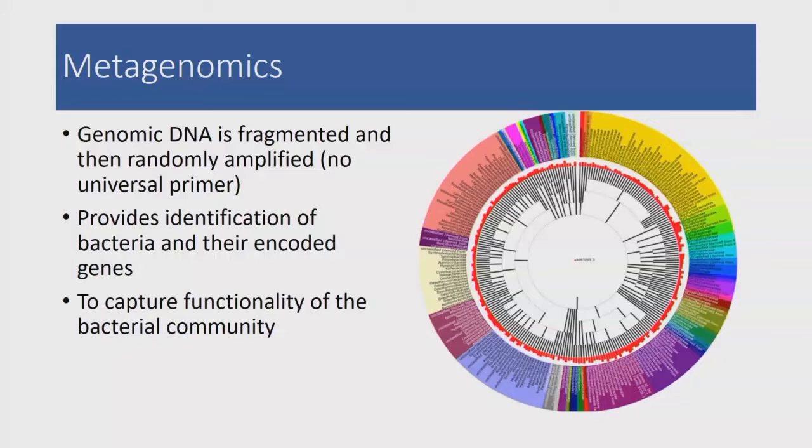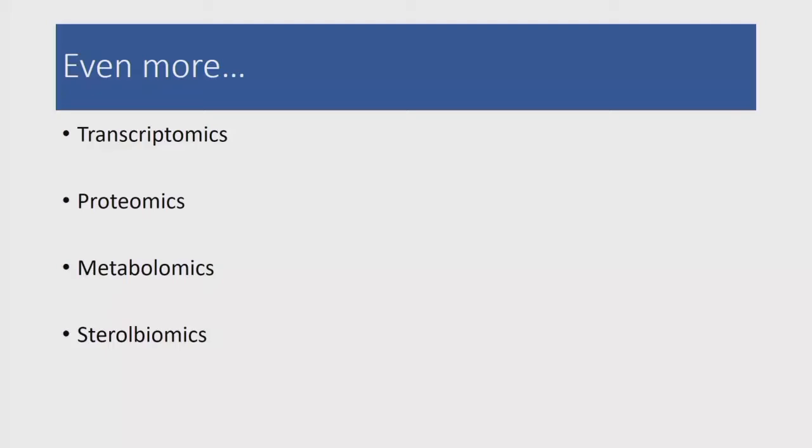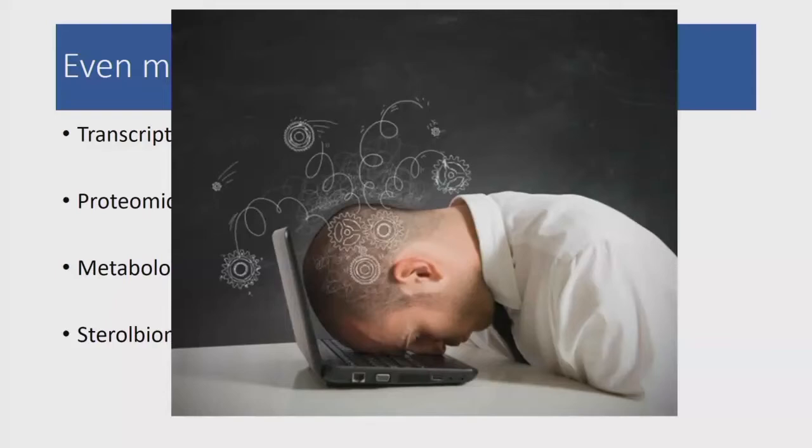So that's led into even more omics expansion, so transcriptomics, looking at RNA expression, proteomics, metabolomics, and sterolomics, which is looking at bile acid expression. And so each one of these different omics characterizations means the creation of even more data and greater data banks for us to be looking at to try and actually figure out what these potential changes are. And so that's what we end up looking at when we're trying to interpret all of this data.